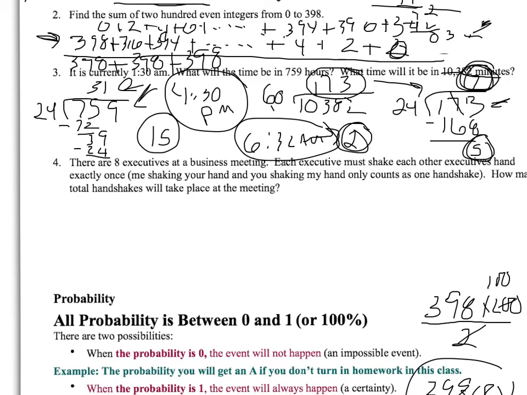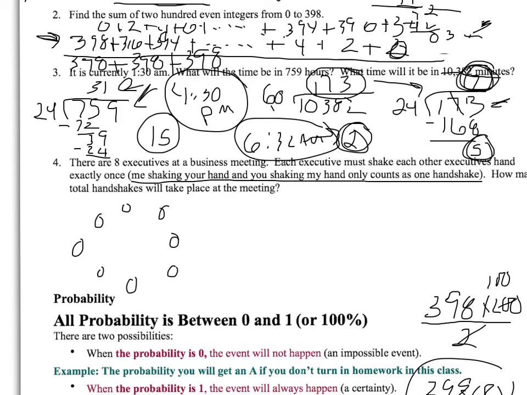So the last problem is this. There are 8 executives at a business meeting. Each executive must shake each other executive's hand exactly once. Now, it does state that me shaking your hand and you shaking my hand only counts as 1 shake. So how many total take place? I draw a little picture, because I like pictures. So I get 1, 2, 3, 4, 5, 6, 7, 8.